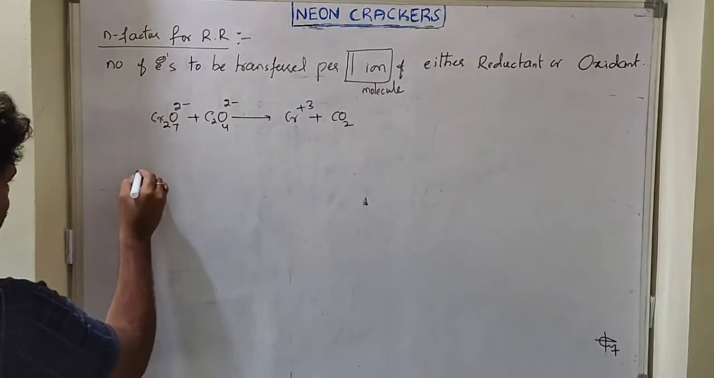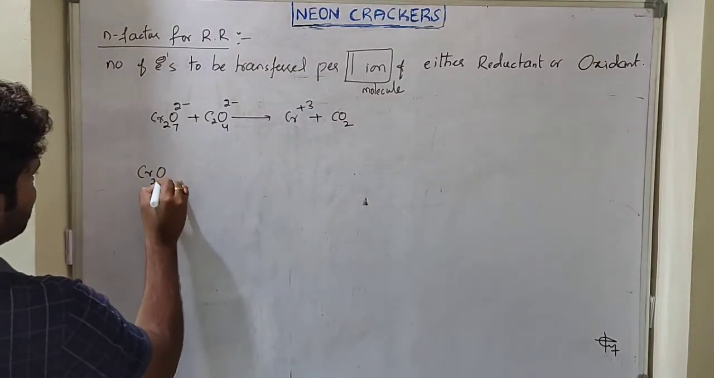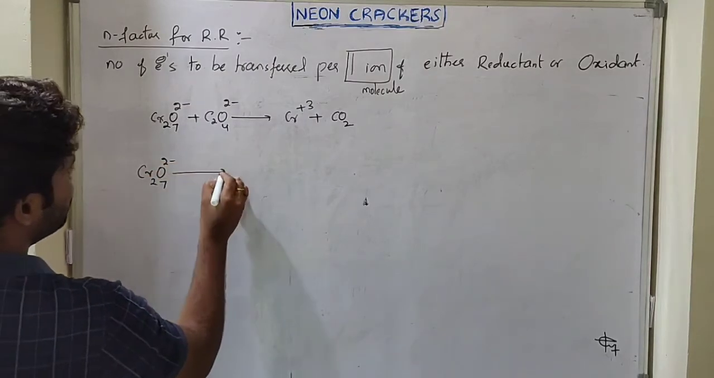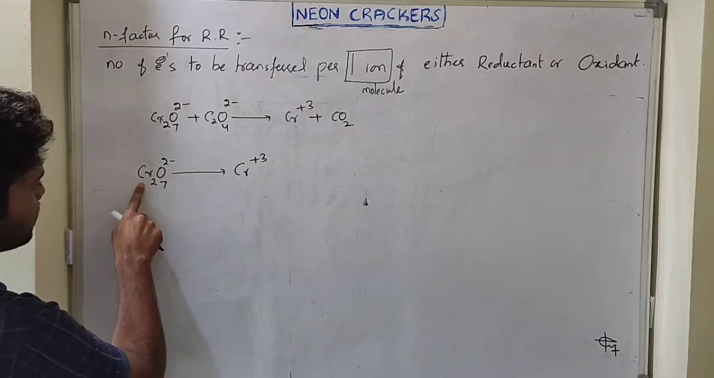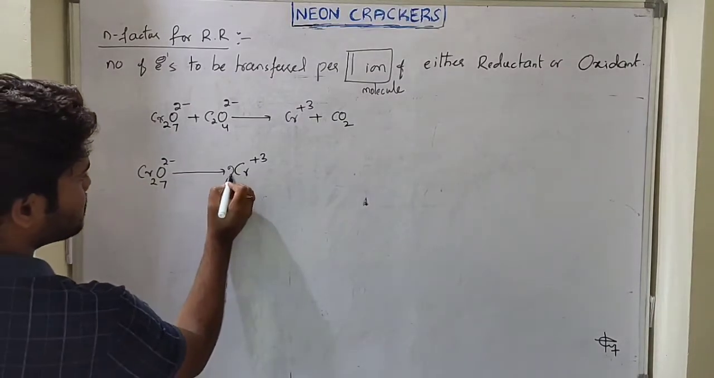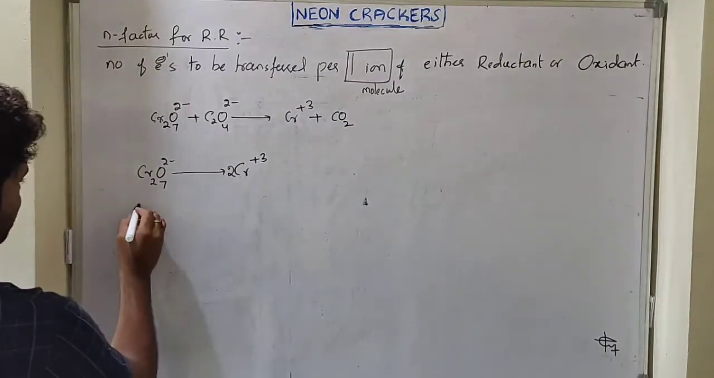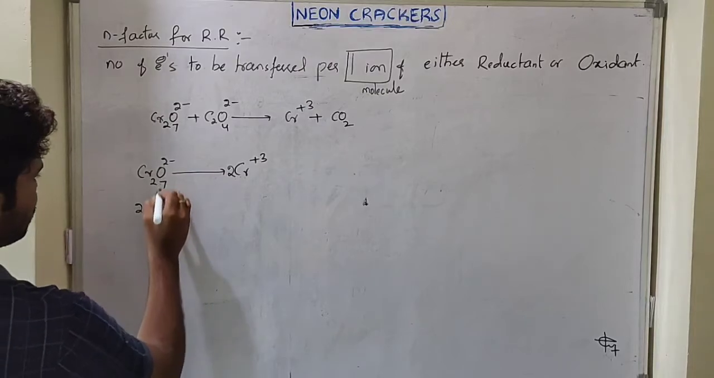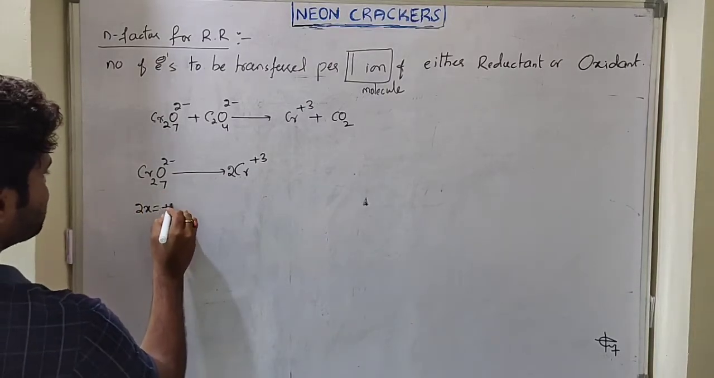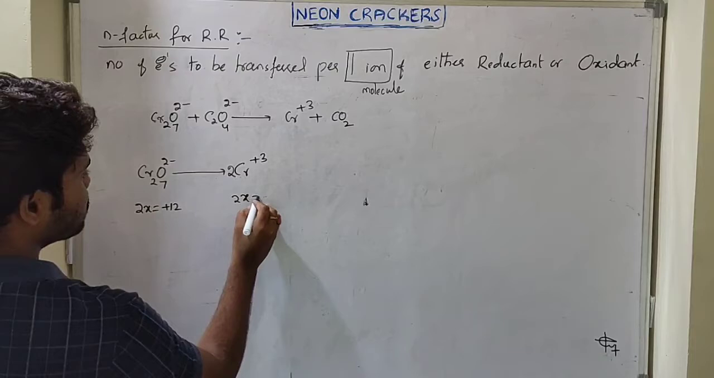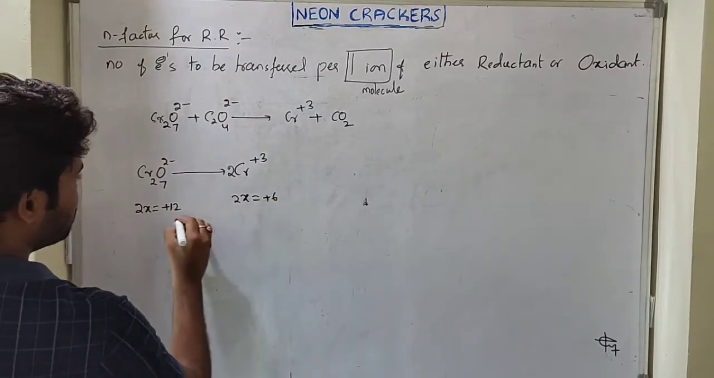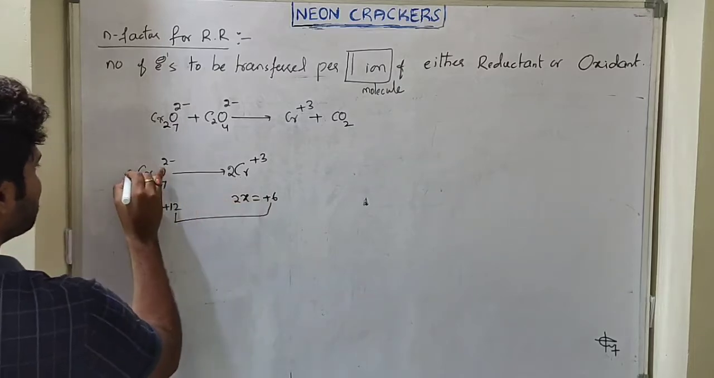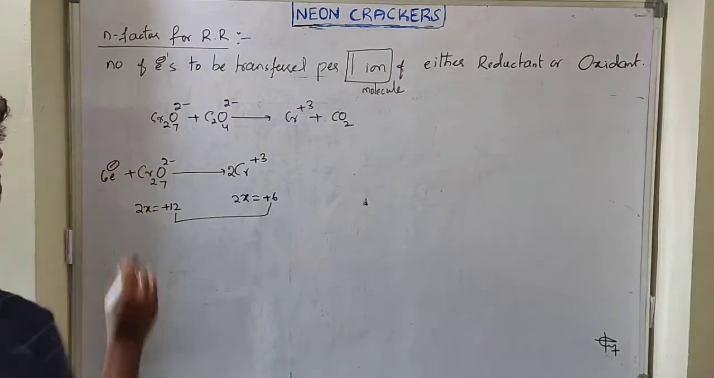Let's see. So first write down the half reaction of dichromate. So 2 Cr+3, right? And how many chromium ions here? 2. Here only one is there, so balance. So 2, and you will get here 2x equals what is the value? 2x equals +12. Here 2x equals 1 ion +3 and 2 ions +6. So the difference would be 6 electrons, and now you can get here 6 electrons.